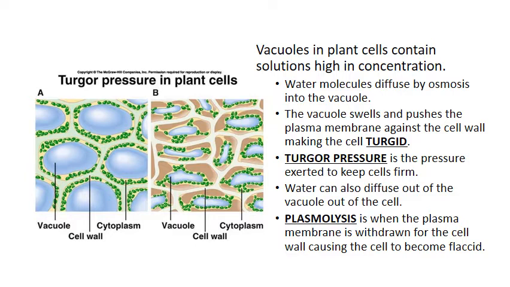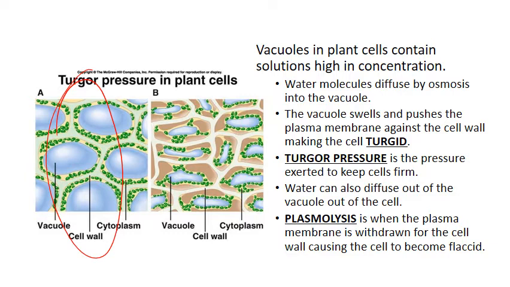So it's quite stiff. So this cell here on the left is quite stiff. Its vacuole is very full. The membrane's all up against the cell wall. The turgor pressure is then exerted to keep these cells firm. So when it is turgid, it is under high turgor pressure.